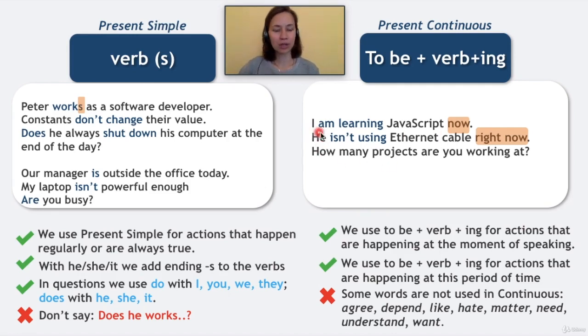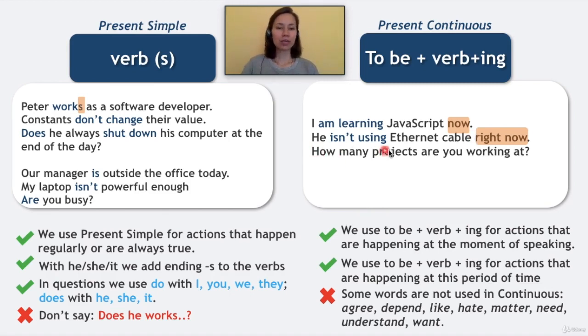So let's look at the examples here. I am learning JavaScript now. It means that I am learning JavaScript this week or this month, right? Somewhere around now, yeah. But I mean that this is not something that I do regularly, right? This is not present simple because this is not my job to learn JavaScript, right? This is just something that I am doing at this particular period of my life, and at some point I'm going to finish doing it because this is just a period. This is a period in my life, not my usual everyday action.